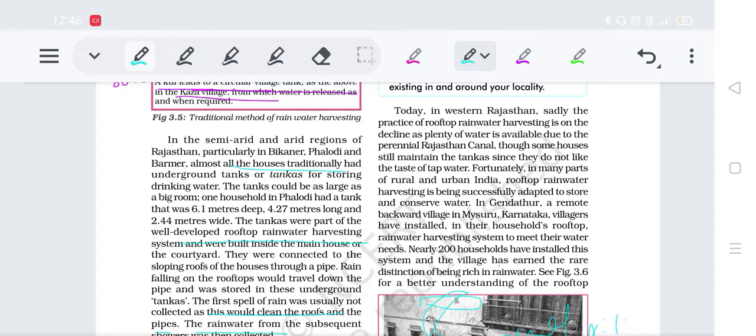In western Rajasthan, sadly the practice of rooftop water harvesting has been declining, and people are also not maintaining tankas now. Very few people are maintaining tankas. They are just maintaining them because they don't like the taste of tap water. And in Mysuru, Karnataka, villages have installed rooftop rainwater harvesting systems in their households to meet their water needs. 200 households have already installed the system, and the village has earned a rare distinction of being rich in rainwater.